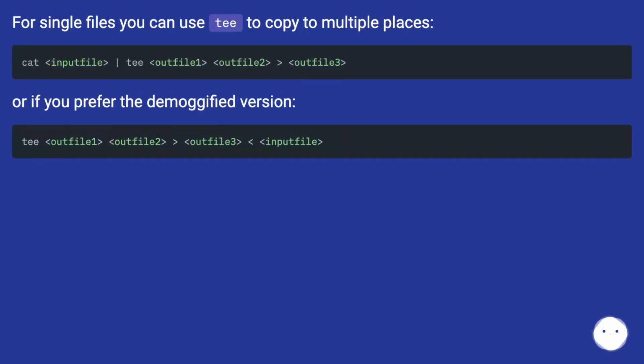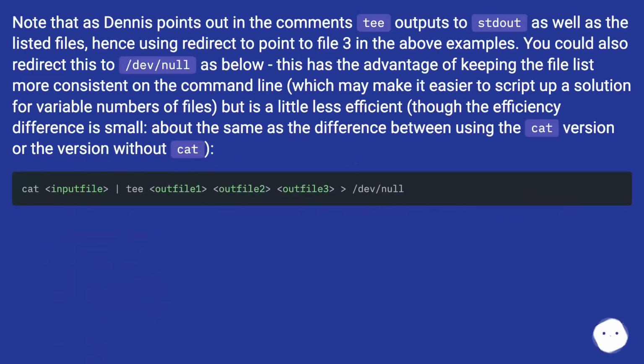For single files, you can use tee to copy to multiple places. Or if you prefer the de-catified version. Note that, as Dennis points out in the comments, tee outputs to stdout as well as the listed files, hence using redirect to point to file 3 in the above examples. You could also redirect this to /dev/null as below.